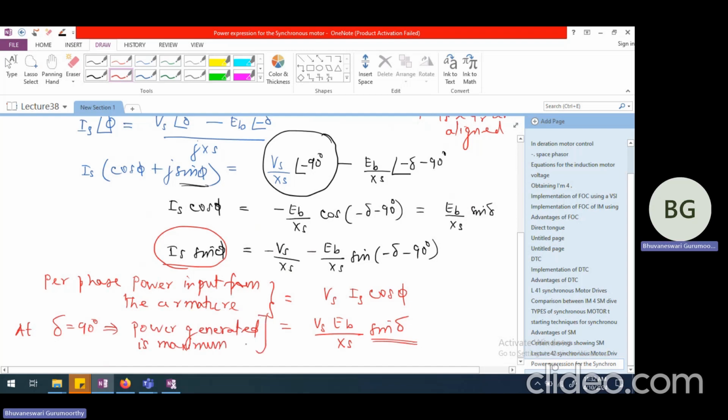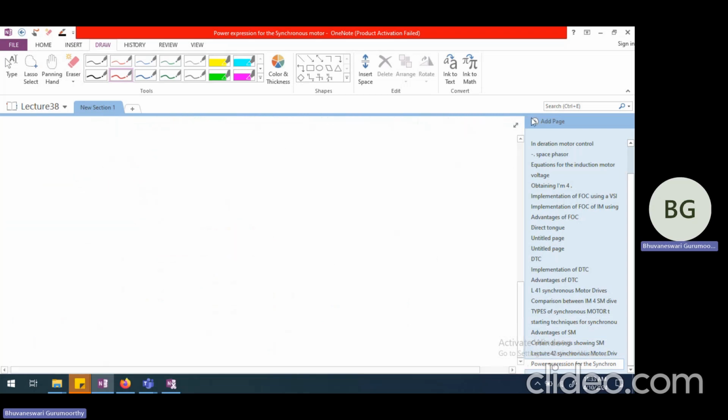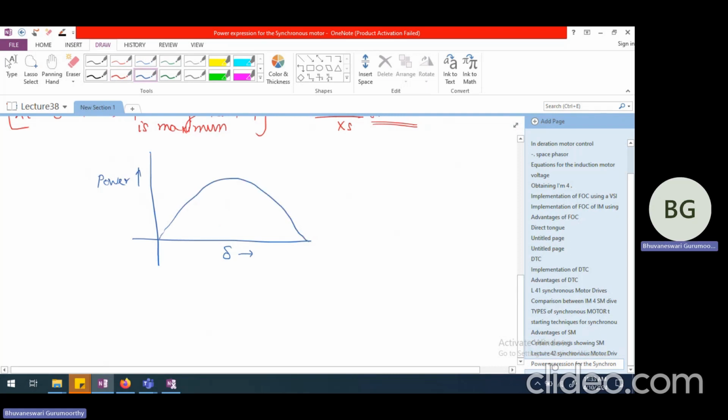So if delta becomes greater than 90, then the power will start coming down again. Only at delta equal to 90 are we going to have the power at maximum. So if I try to plot the variation of the power with respect to delta, it should show as though we are going to have this as the variation. It is a sinusoidal variation.